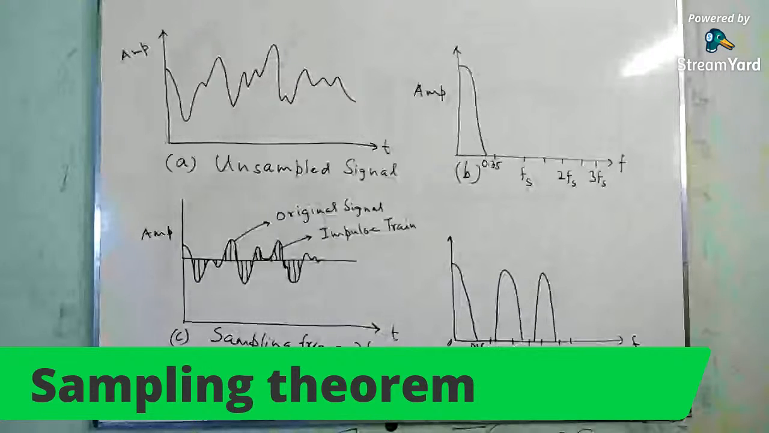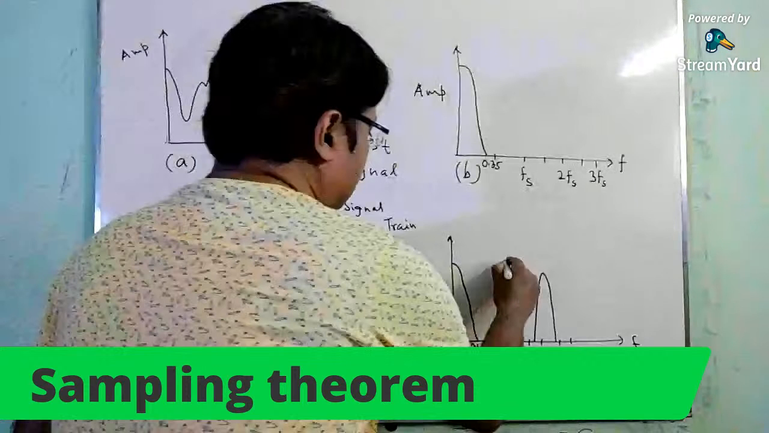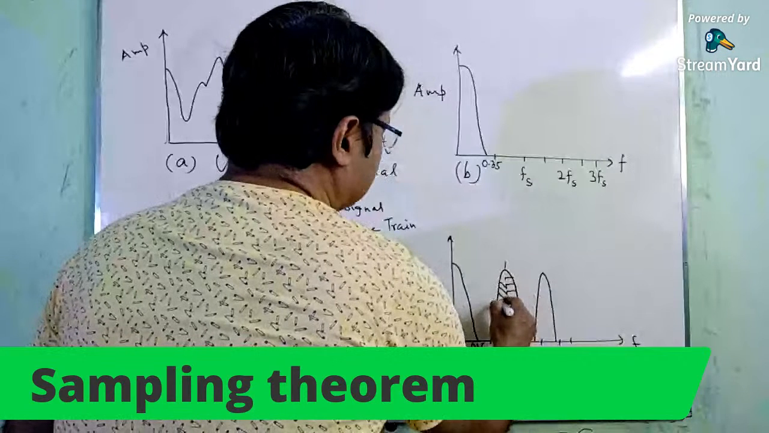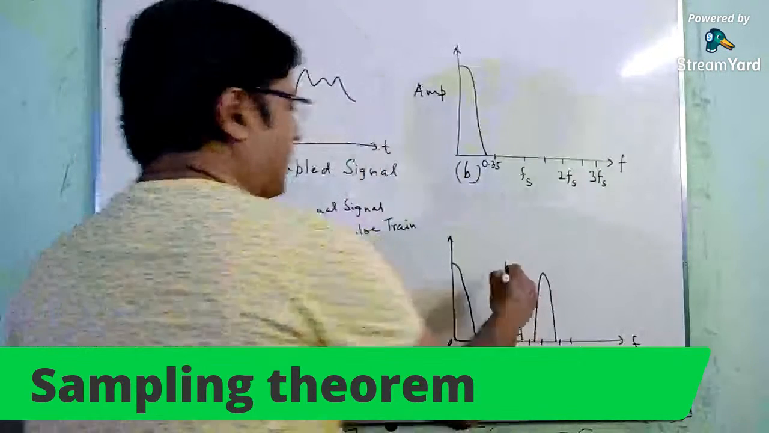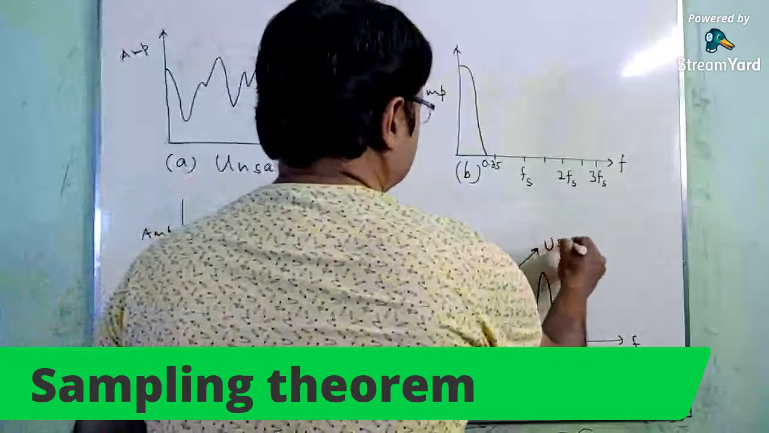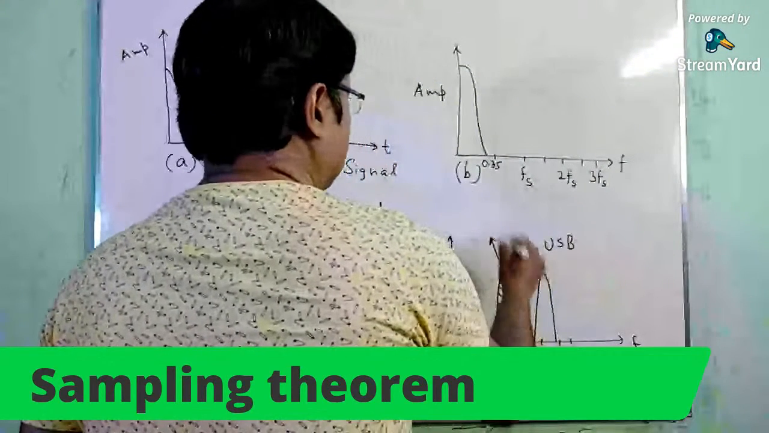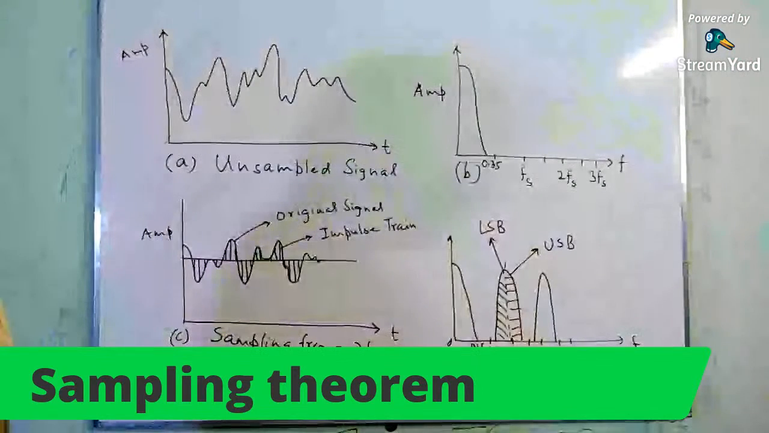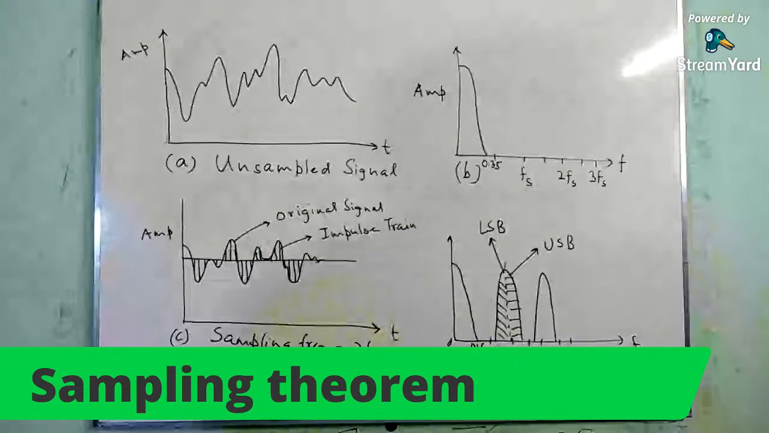Now the right copy is called the upper sideband. This is the right copy, and this one is the left copy. This right copy is known as the upper sideband, and the left copy is the lower sideband. Thus we see that sampling has generated new frequencies.